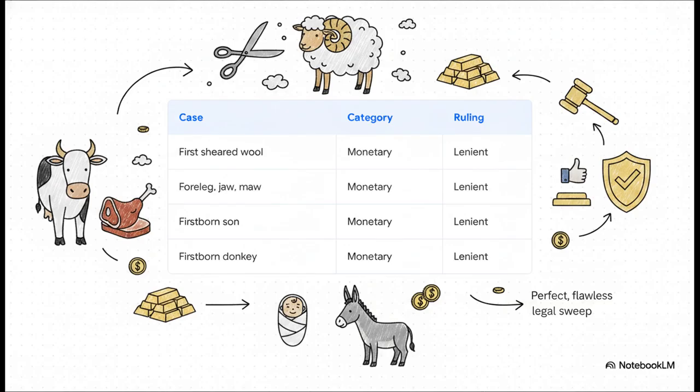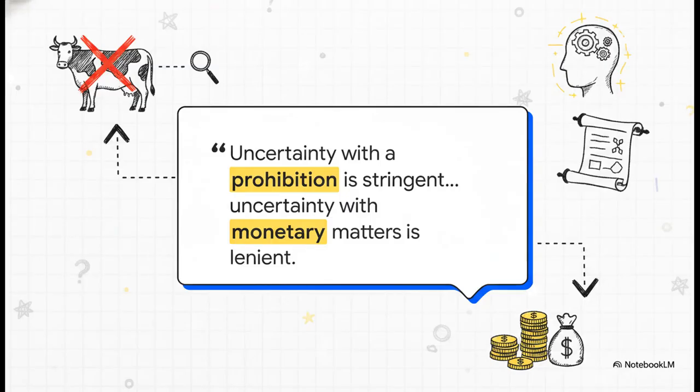The ancient texts classify this cleanly as a monetary debt, not a strict Torah law prohibition. And because it's just a monetary debt, the priest is simply a civil claimant with no proof. The exact same logic goes for the gifts of the cow's meat and the monetary redemptions of a firstborn son or donkey. Therefore, all of these monetary uncertainties universally result in a lenient exemption for the convert. Which brings us to Rava's brilliant ultimate conclusion. Whenever there is an uncertainty with regard to a prohibition, the halakha is to be stringent. Whenever there is an uncertainty with regard to monetary matters, the halakha is to be lenient.